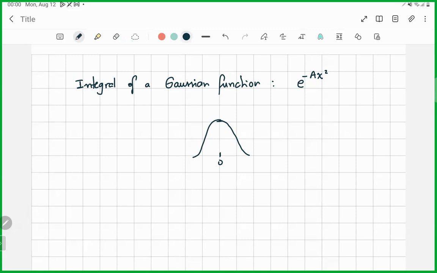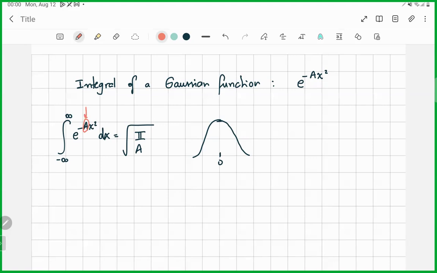Well, the integral of that function from minus infinity to infinity, the solution is the square root of pi over a. Here a is what we have in front of that x squared. And this is what we want to show in this video, where the solution comes from.